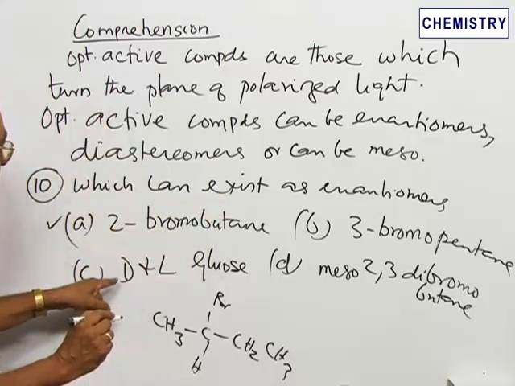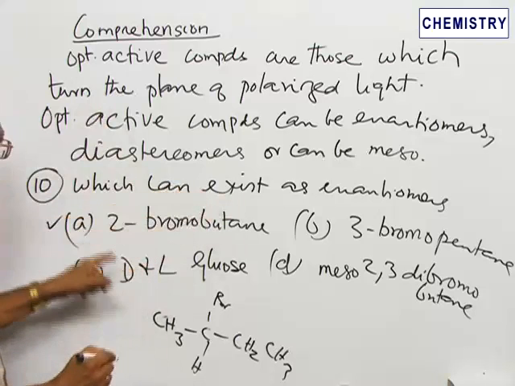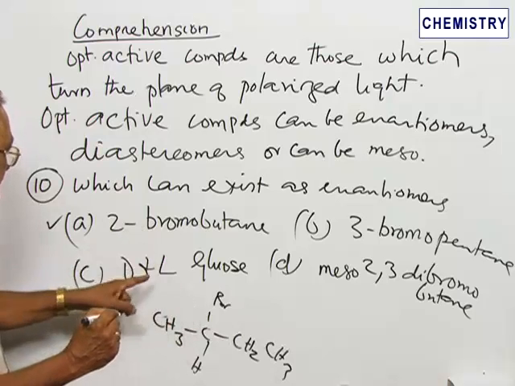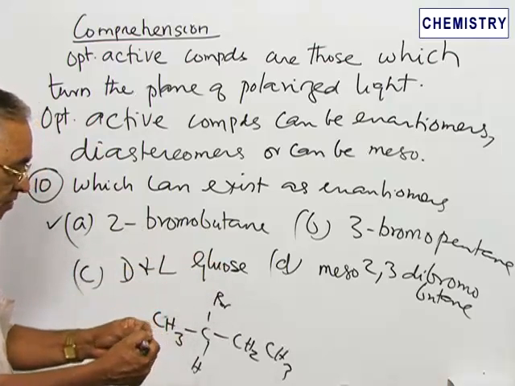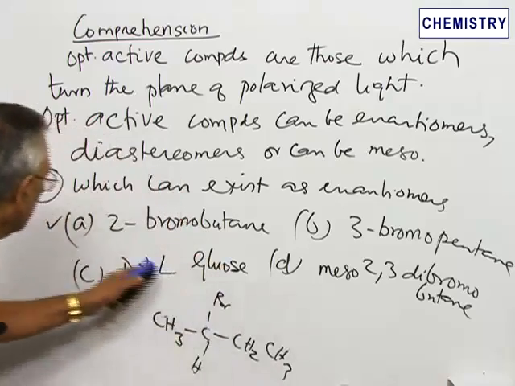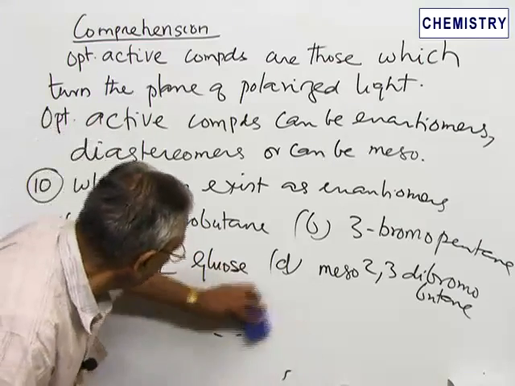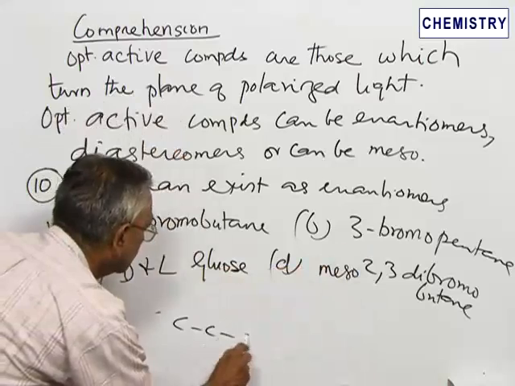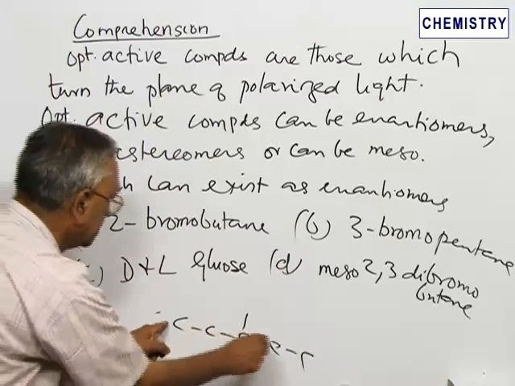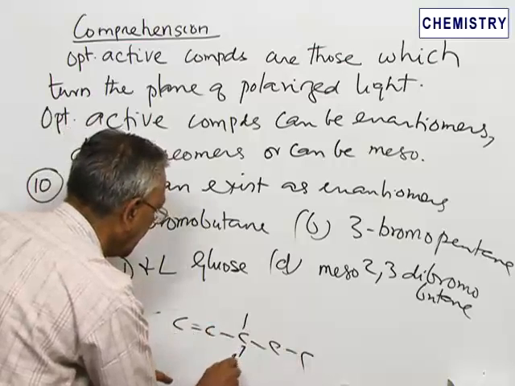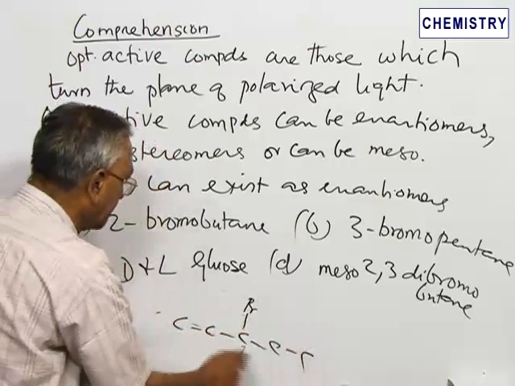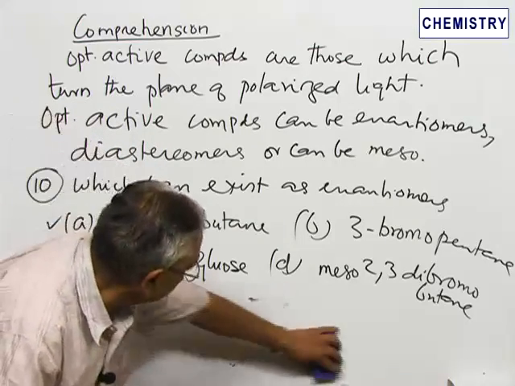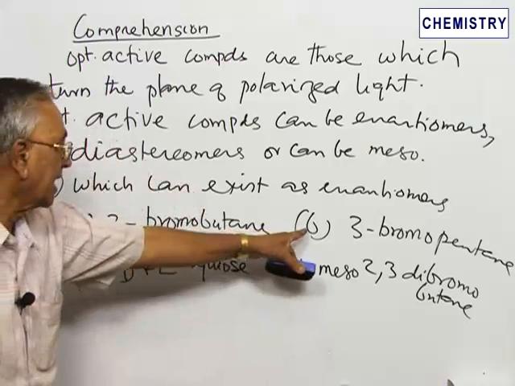So obviously the other 3 choices are wrong, but we will go one after the other. The first one, A, is 2-bromobutane, which has a chiral center. This can exist in the D and L forms, or the optically active forms. Therefore, A is correct. What about B? B is 3-bromopentane, a 5-carbon system. This is pentane in which 2 similar groups, CH2CH3 and CH2CH3, are present. This cannot be optically active because there is no asymmetry in this compound. Therefore, that cannot exist as enantiomers.